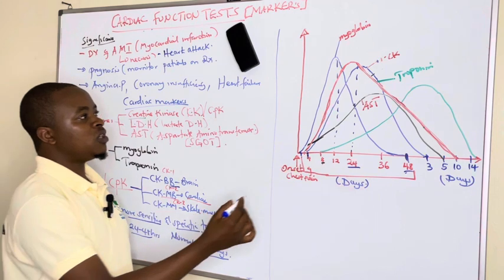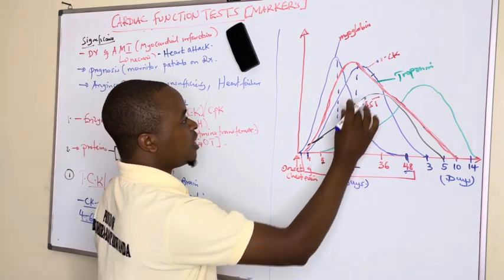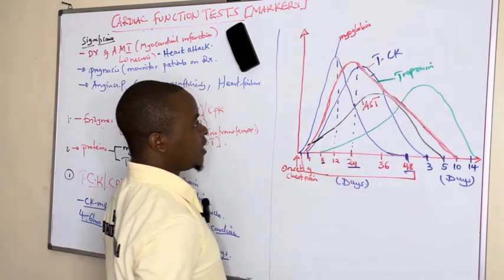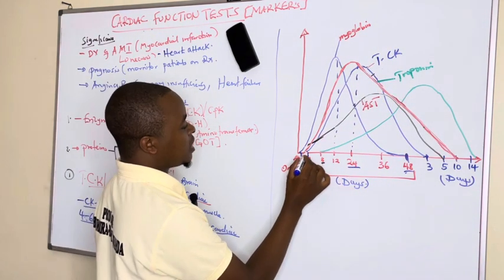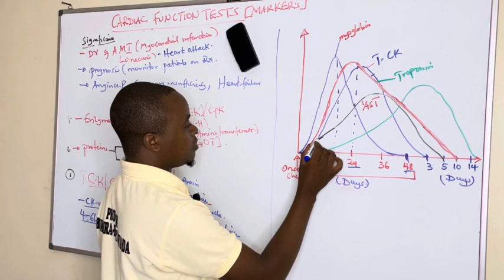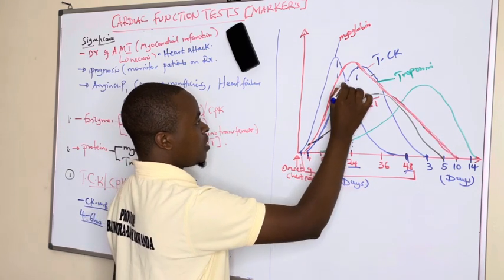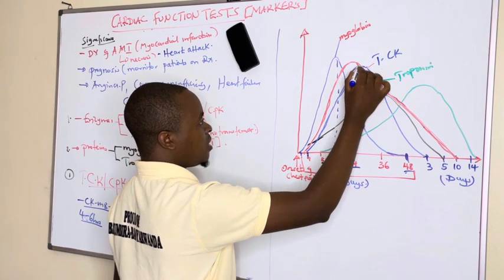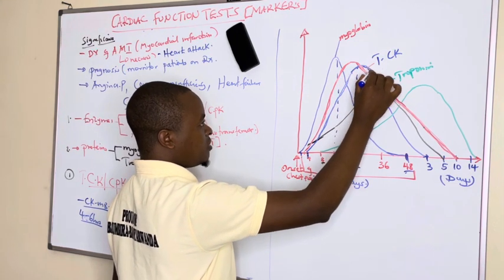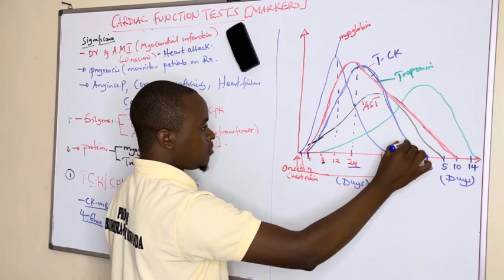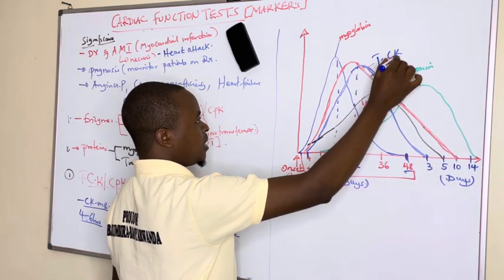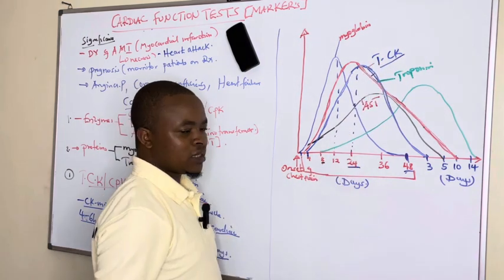That is what we are seeing in the illustration in the graph, that whenever we have total CK, creatine kinase, we see it beginning to rise at the 4th hour, attaining maximum at the 24th hour, then returns to normal within 3 days. This is total creatine kinase. So that is how it rises.